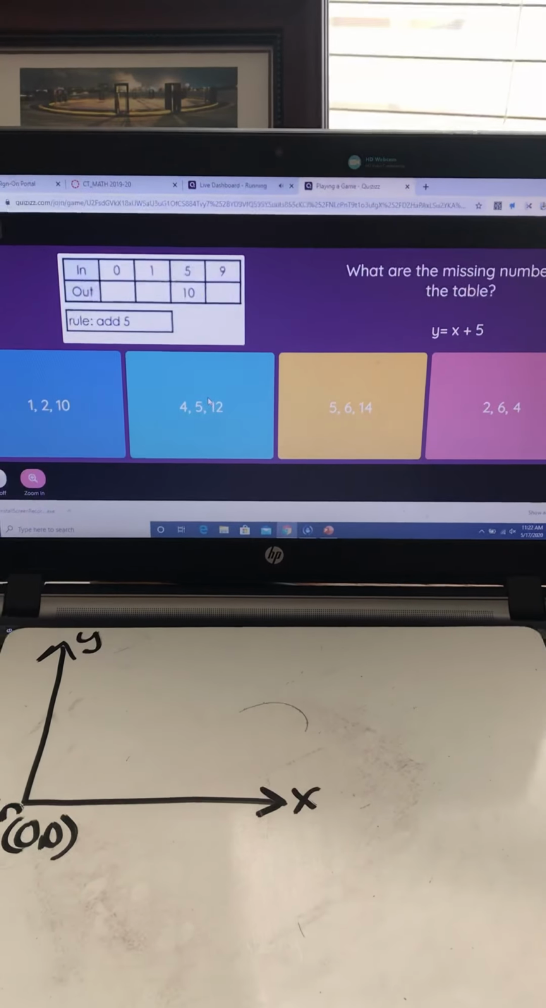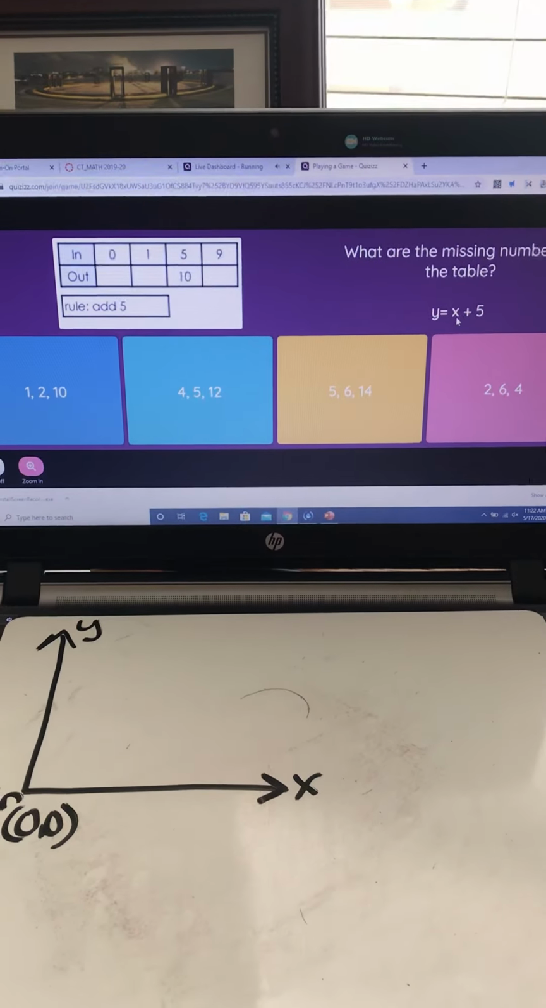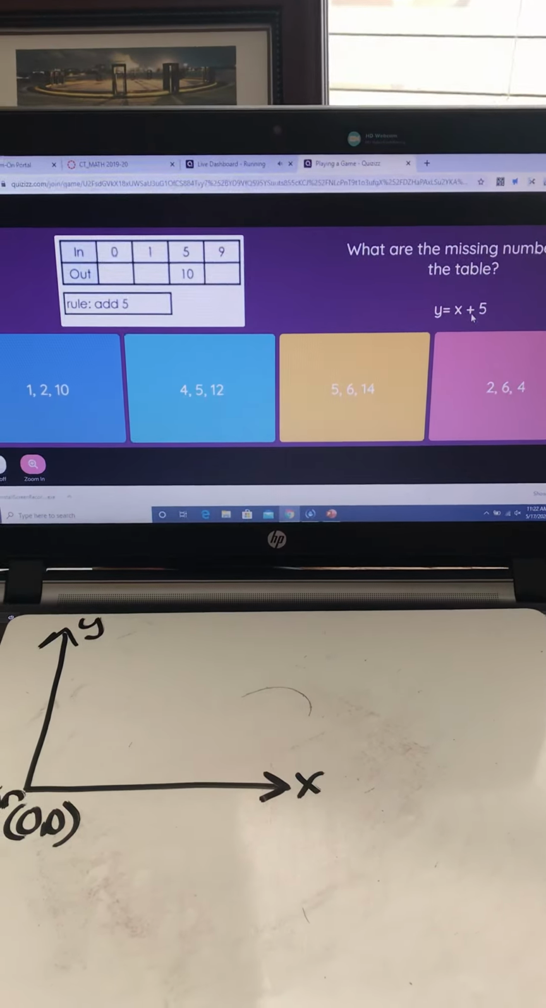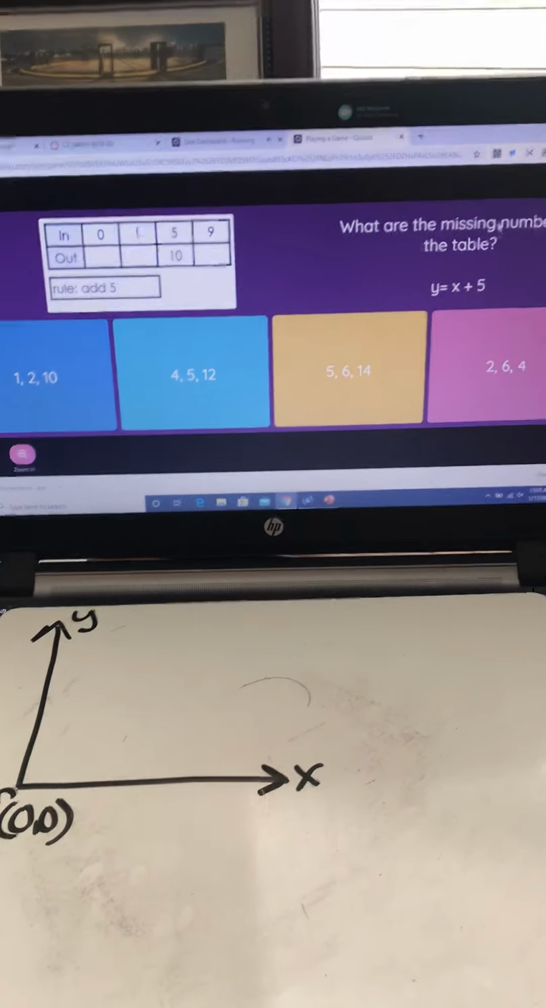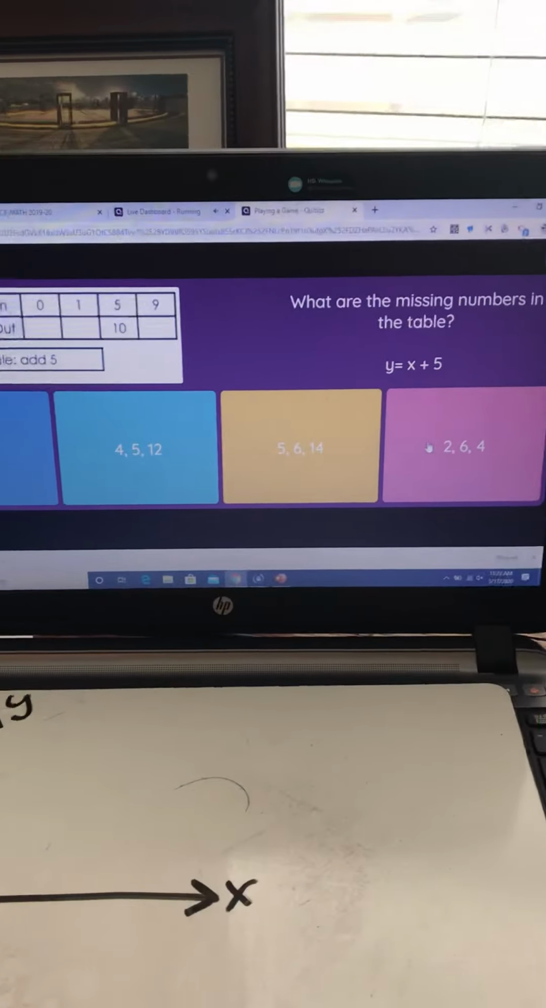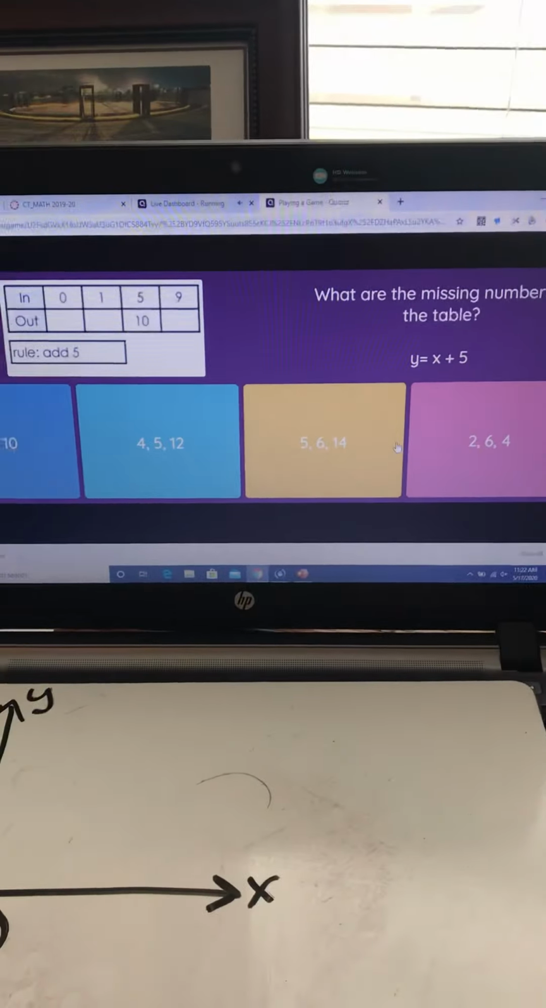What are the missing values in the table? Here's our equation, y equals x plus 5, so I'm going to add 5 to every input. So 0 plus 5 is 5, 1 plus 5 is 6, and 9 plus 5 is 14. So 5, 6, and 14.